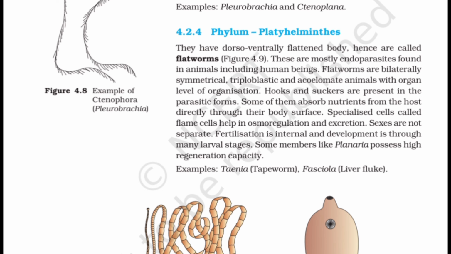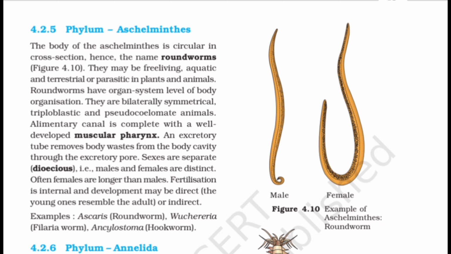The body of Aschelminthes is circular in cross section, hence the name roundworms, as in the figure 4.10. Example of Aschelminthes, roundworm. They may be free living, aquatic and terrestrial or parasitic in plants and animals. Roundworms have organ system level of body organization. They are bilaterally symmetrical, triploblastic and pseudocoelomate animals.